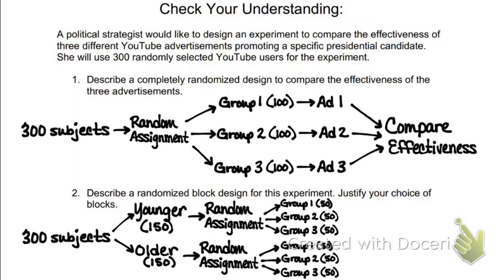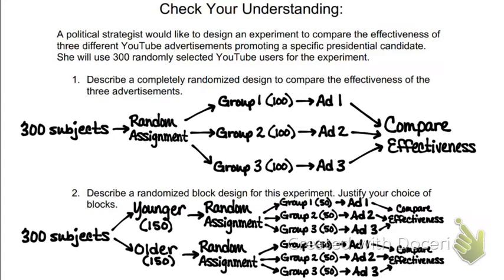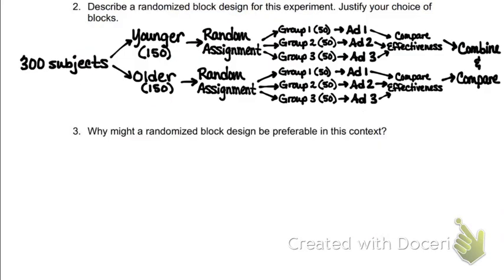So we'd use random assignment then to assign them to the 3 ad groups. No matter how many blocks you choose to break it into, each block then has to receive those 3 treatments. That's exactly what I did. We would compare the effectiveness within a block, and then we'd compare our overall effectiveness. I'm going to pop this up higher on the screen. All right.